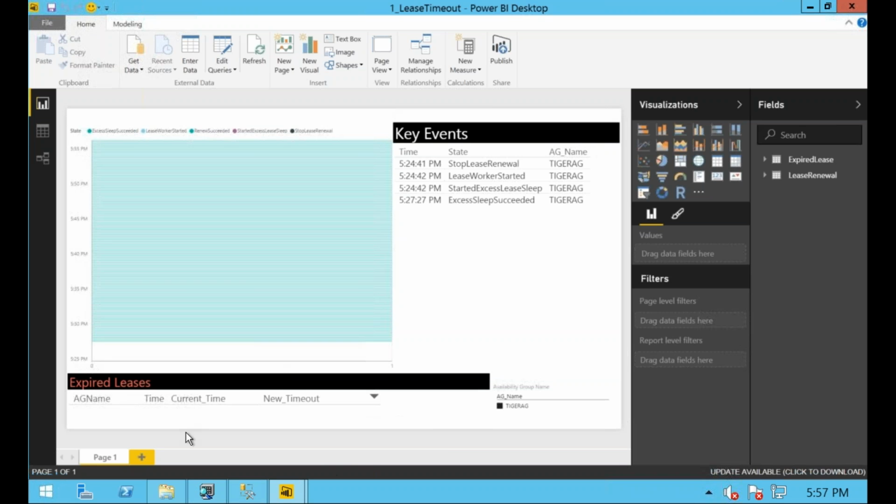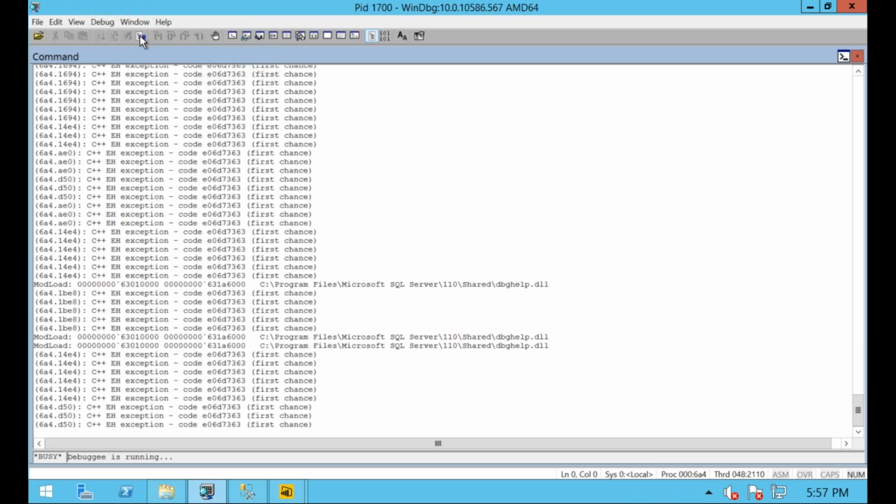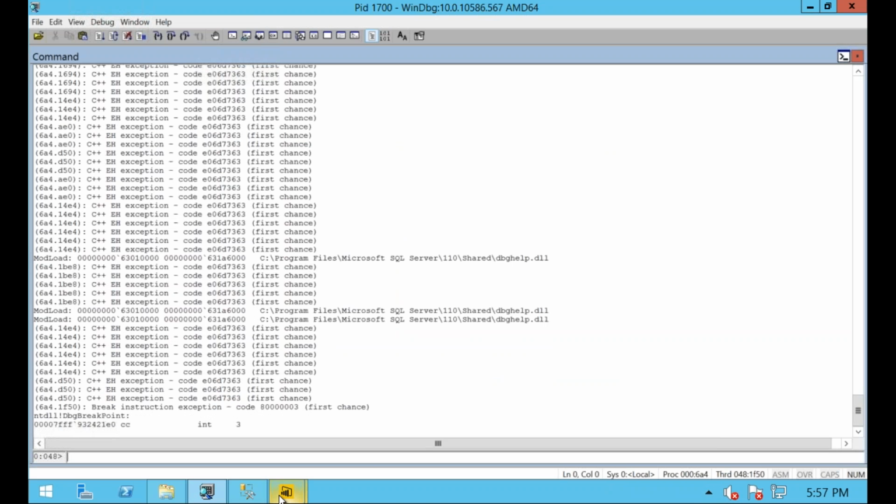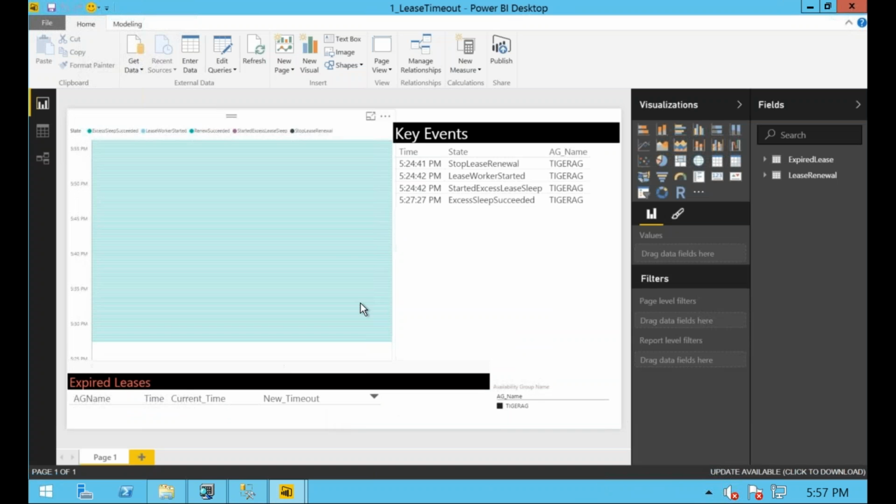So if I had to look at the demo again, and if I had to break in using a debugger, probably this is going to work.